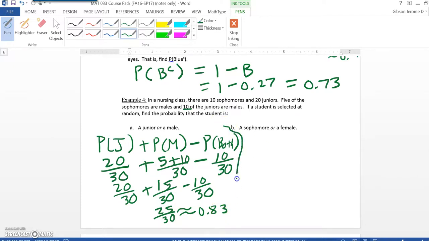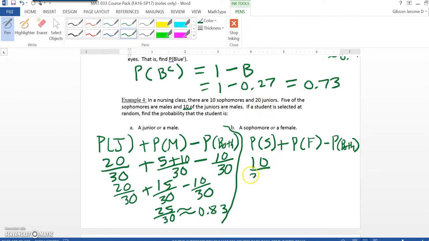Now, we come here to B. It says the next situation is a sophomore, so we have the probability of a sophomore plus the probability that they're female. And then we have to subtract, but the overlap happens where they fit both criteria. Okay, the probability of a sophomore, there are 10 sophomores based upon the direction, so it'd be 10 over 30 because it's a total of 30.